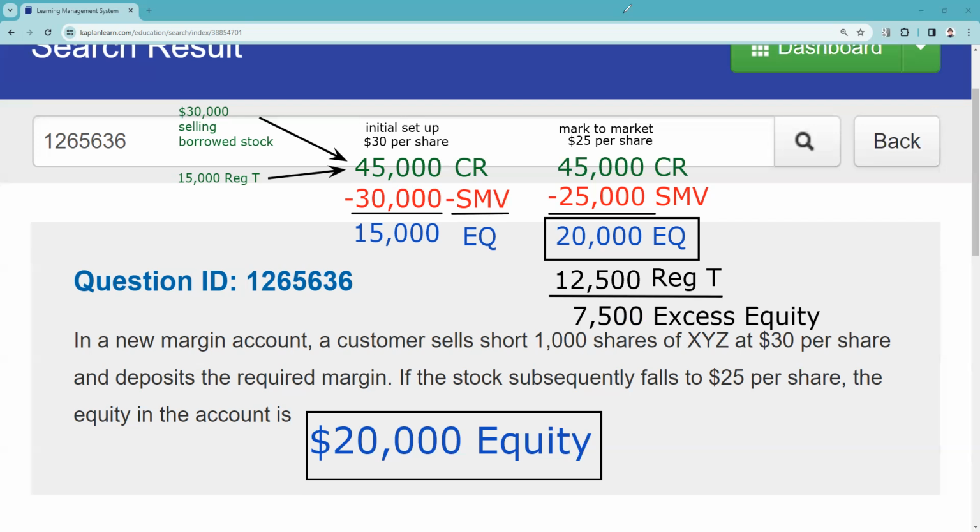All right, so I hope that was helpful. Remember, inch by inch, margin is a cinch; yard by yard, margin is hard. I think the two biggest recommendations are to make sure you know the classical margin equation long, market value minus debit equals equity, and the classical margin equation short, which is credit register minus short market value equals equity.